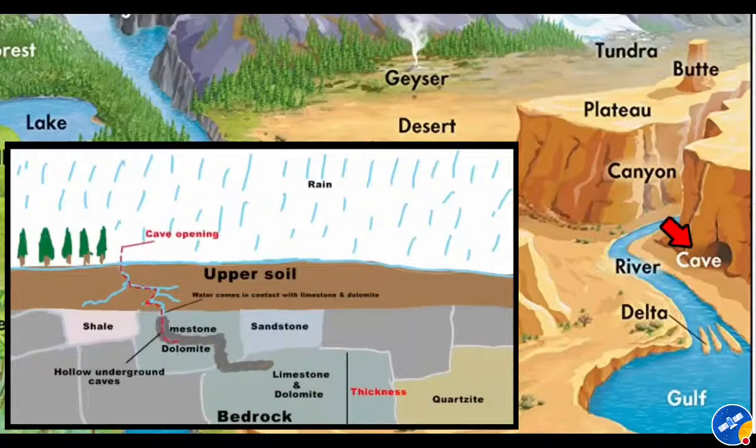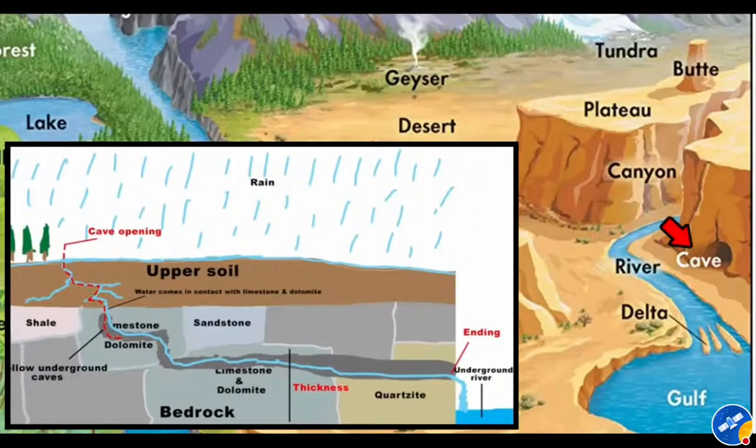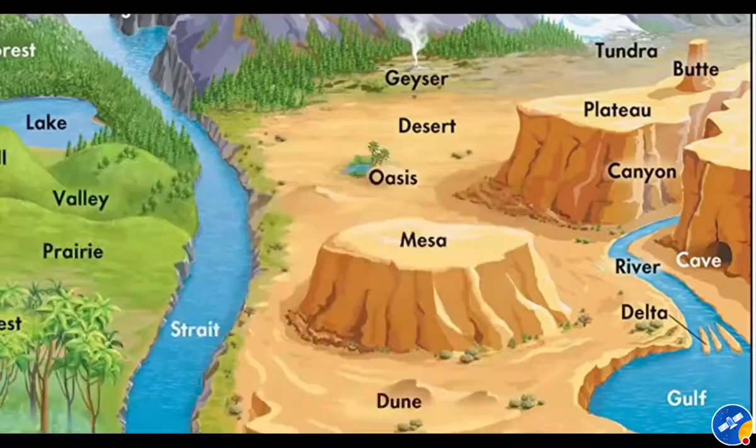So every cave has an opening through which water enters. Similarly, there is also an end from where the water goes out. But there are many caves that do not have an end, because they may be still in their middle age, where the water has not eroded the rock enough to create a complete tunnel.